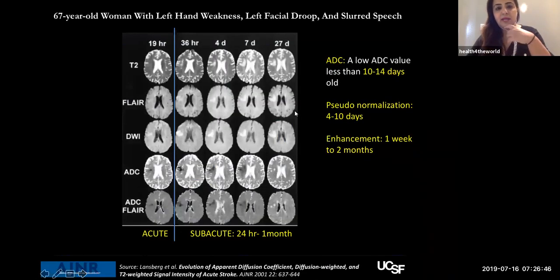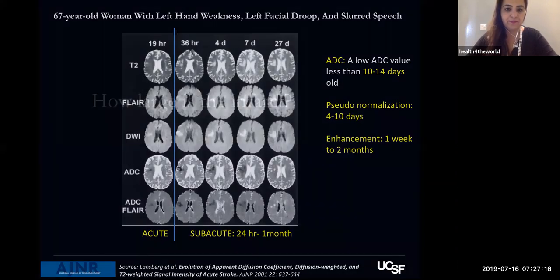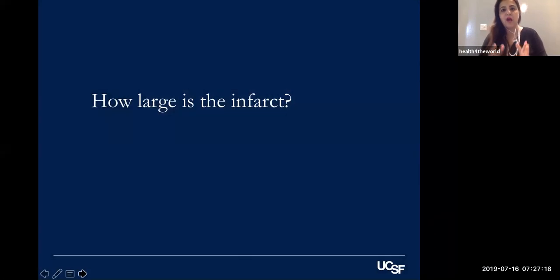All right. Sometimes we help the radiologists if they are interested in actually dating the infarct in days. And these are the 3 values which we use. A low ADC is usually less than 10 to 14 days. The pseudonormalization occurs around 4 to 10 days. And the enhancement is 1 week. So if you see an enhancing infarct, you can tell the neurologist this infarct is at least 1 week old. So you can also go in days in dating the infarct and do a very good job if you use these 3 values.